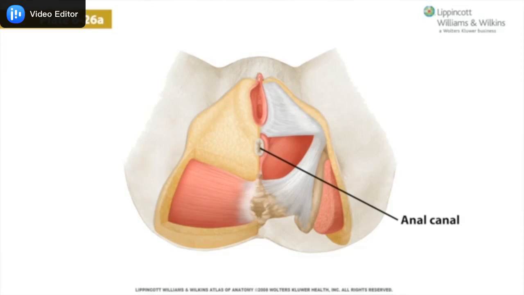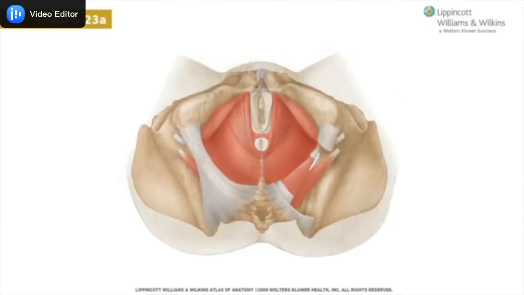The ischioanal fossae are fat-filled spaces that are often referred to as wedge-shaped. The floor of the fossae is the skin over the anal triangle, and the roof is the levator ani. The levator ani also forms the medial wall of the fossa, along with the external anal sphincter. The lateral wall is the obturator internus.